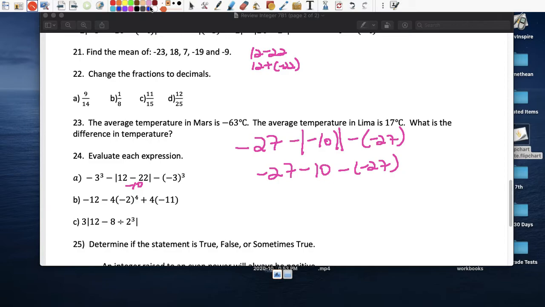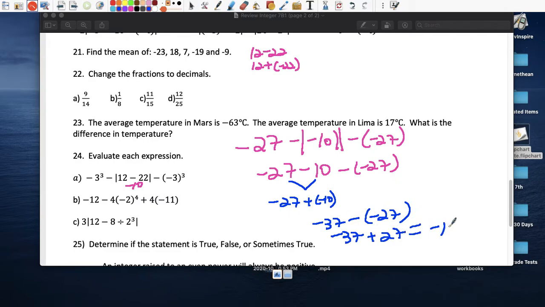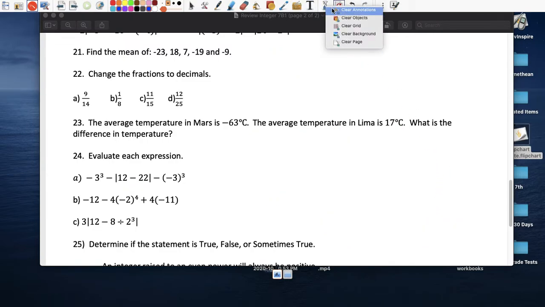Now it's just a matter of, let's do this, becomes this. Negative 27 plus negative 10 is negative 37, which you're going to subtract negative 27. Negative 37 plus 27, right? Because we're changing to an addition problem, and that gives us a value of negative 10. Final answer.